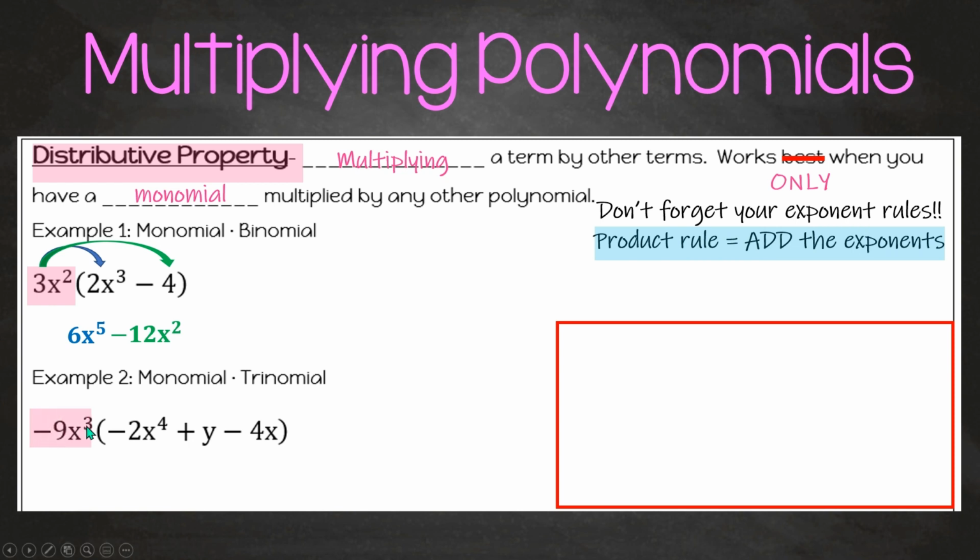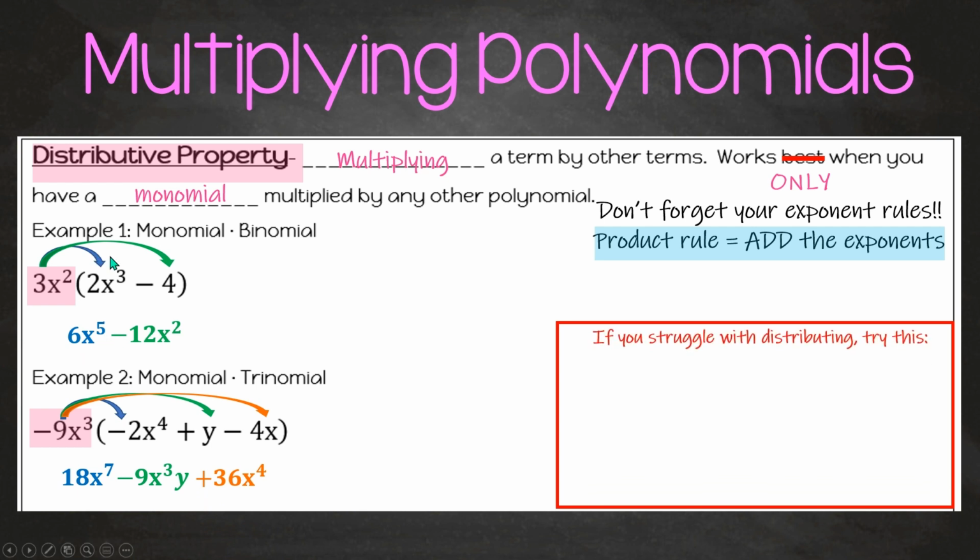So in this next example, we have a monomial, single term expression being multiplied by a trinomial. So we're going to multiply negative 9x to the power of 3 times negative 2x to the power of 4. And remember, a negative times a negative gives you a positive, and then we're continuing to just add our exponents, so 3 plus 4. Negative 9x cubed times y is going to give me negative 9x cubed y. And negative 9x cubed multiplied by negative 4x is going to give me a positive 36x to the power of 4.